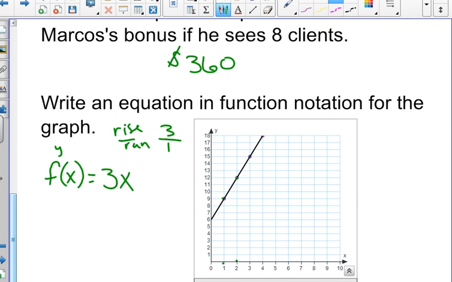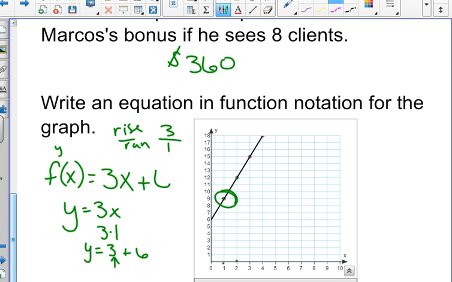Now let's see if that works. Okay, so y equals 3x. Well, if we put in 1 for x, 3 times 1 is 3. Was y equal to 3 up here at 1? No, it was equal to 9. So that doesn't work, so we're going to have to do something to it. What are we going to do? We're going to add to the 3x. How much do we have to add? Well, it says it should be 3, but we know it should be 9, because that's what our graph says. So we're just going to add 6.